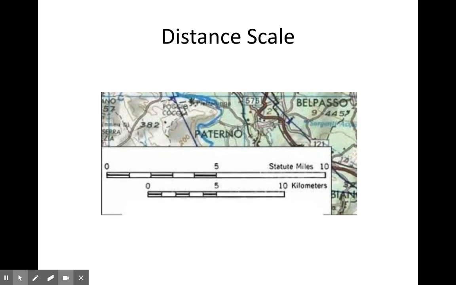So scale is important too, because is a map as big as the actual place? No. There would be no purpose of a map if a map was life size. So if I have a map going from Huntsville to Birmingham, it's not going to be as long as Huntsville to Birmingham is. It's going to be scaled. And so a scale is showing you what it represents in miles or in kilometers, depending on where you're at.